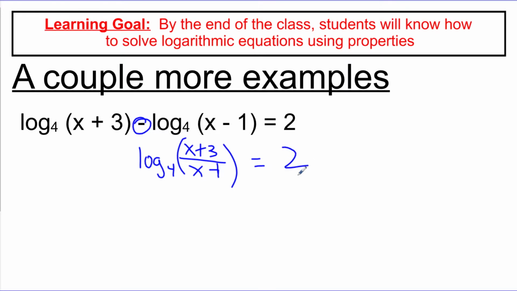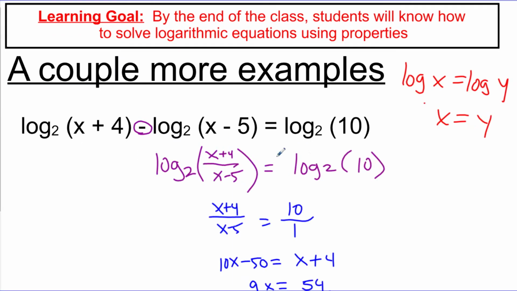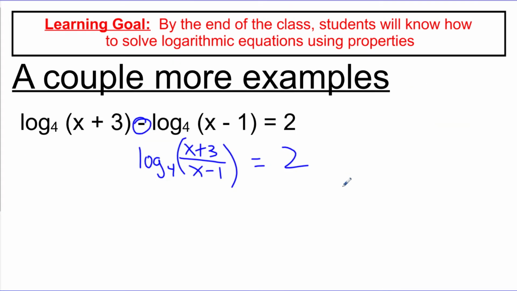This equals 2. So what some people want to do at this point is to set x plus 3 over x minus 1 equal to 2. And that is not true in this case. It's only true if the right-hand side also has its own log. If you take a look at the first problem, I didn't take just 10. It was the log of 10. That's what let me use the property. In this second example here, I do not have that happening. I just have a regular old 2.